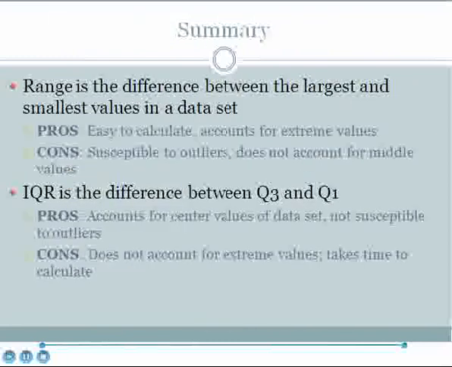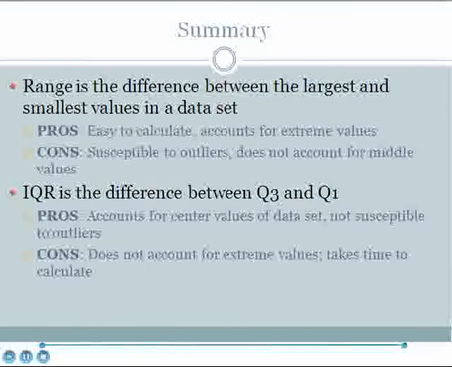Before we conclude this module, let's review. Remember that the range is the difference between the largest and smallest values in a data set. The positive sides of the range are that it's easy to calculate and it accounts for extreme values. On the con side, it's susceptible to outliers and does not account for middle values.